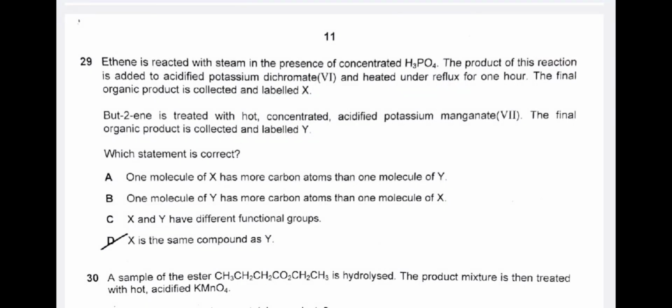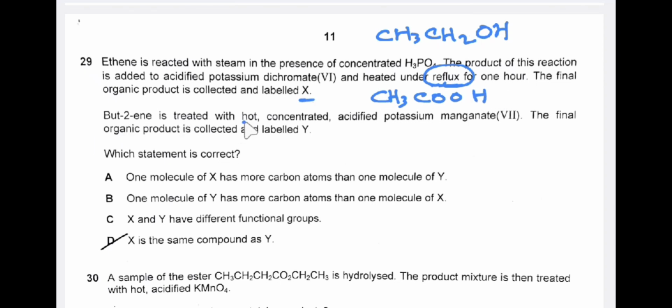9. Ethene is reacted with steam in presence of concentrated phosphoric acid. So ethene reacts with steam in presence of concentrated phosphoric acid to form ethanol, that is CH3 CH2OH. The product of this reaction is added to acidified potassium dichromate and heated under reflux for 1 hour. So acidified potassium dichromate causes the oxidation of the ethanol, and since it is heated under reflux and not distillation, no aldehyde is formed and carboxylic acid is formed. So this ethanol is converted to carboxylic acid, the CH3COOH. So this is the carboxylic acid, that is product X.